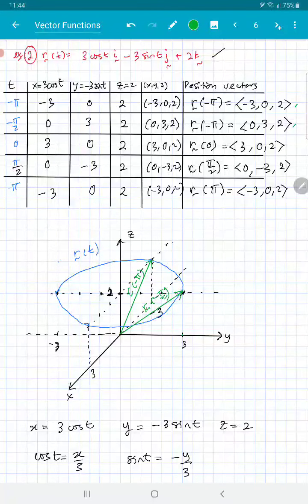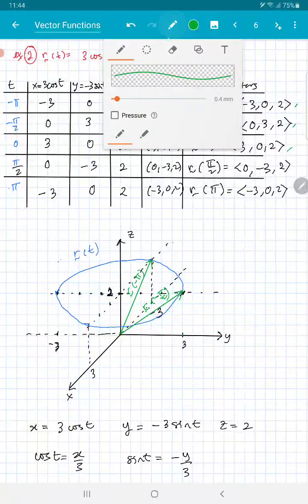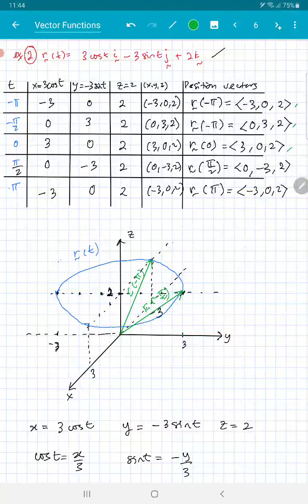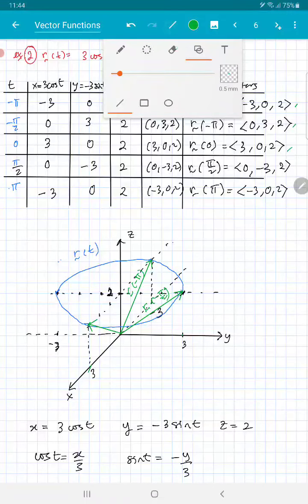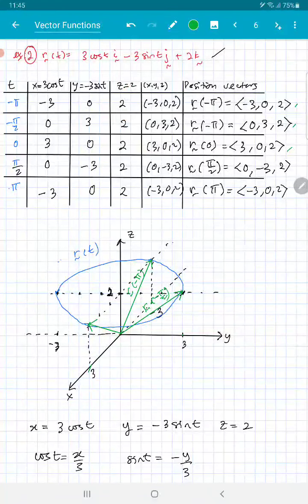And when t is 0, we get this position vector, 3i. So we move from the origin 3 units forward, and then we don't move to the left or right because the y component is 0, and then we move 2 units up. So we have this position vector. I only plot position vectors, and from there we can guess the direction of our vector function r. This is when t is 0. Now we have 3 position vectors.